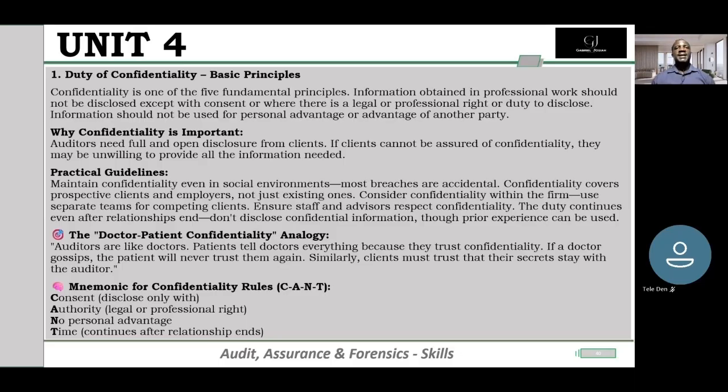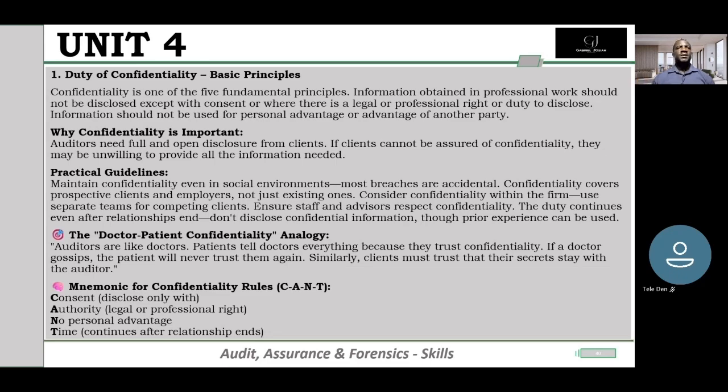So we have practical guidelines around maintaining confidentiality even in social environments, because most breaches are accidental. Confidentiality also covers prospective clients and employers, not just existing ones. Within the firm, we need to consider using separate teams for competing clients, and ensure staff and advisors respect confidentiality. The duty continues even after relationships end. Don't disclose confidential information, though prior experience can be used.